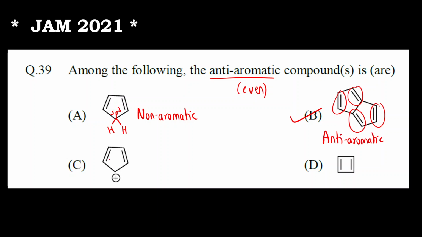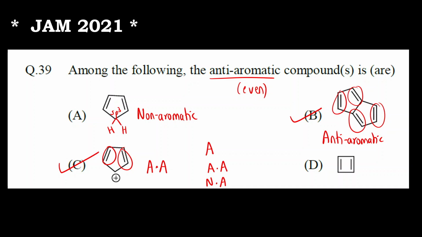If we see option C, 1 and 2, this is also going to be anti-aromatic. Okay, I will do one thing. For aromatic, I will write single A. For anti-aromatic, I will write double A. And for non-aromatic, I can write Na. This way we can save some time.